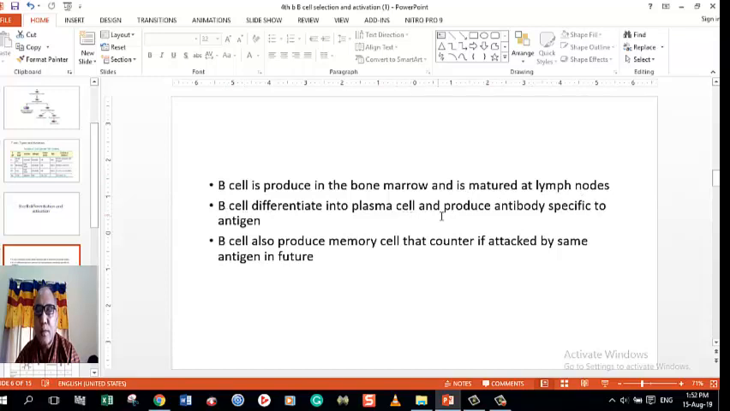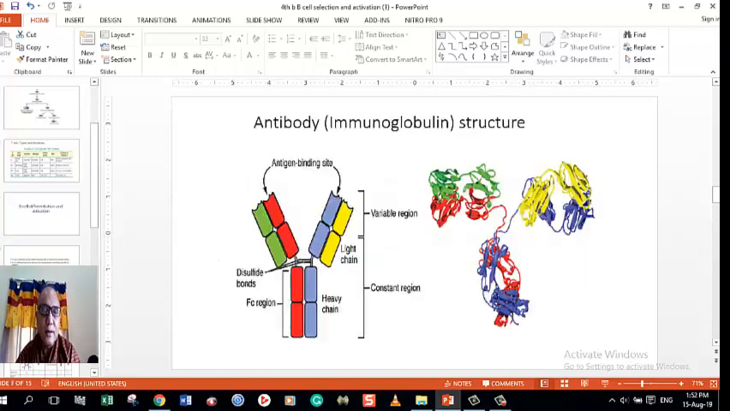The B cell differentiates into plasma cells and produces antibodies specific to the antigens. B cells also produce memory cells that respond if attacked by the same antigens in future. So B cells play a big role in producing antibodies and controlling the growth or proliferation of microorganisms. The antibody acts against the antigens. So what we have to look at now is, what is an antibody? Antibody is also known as immunoglobulin.